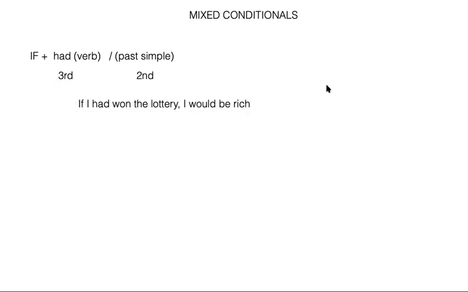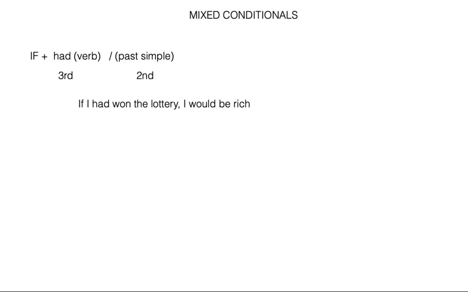All right, so if I had won the lottery, I would be rich. It means that if in the past I had won the lottery, I would now be rich. And this is the only way to express cause and consequence, an action that comes from the past and affects the present. Okay, this is the first mixed conditional we are going to study, guys.